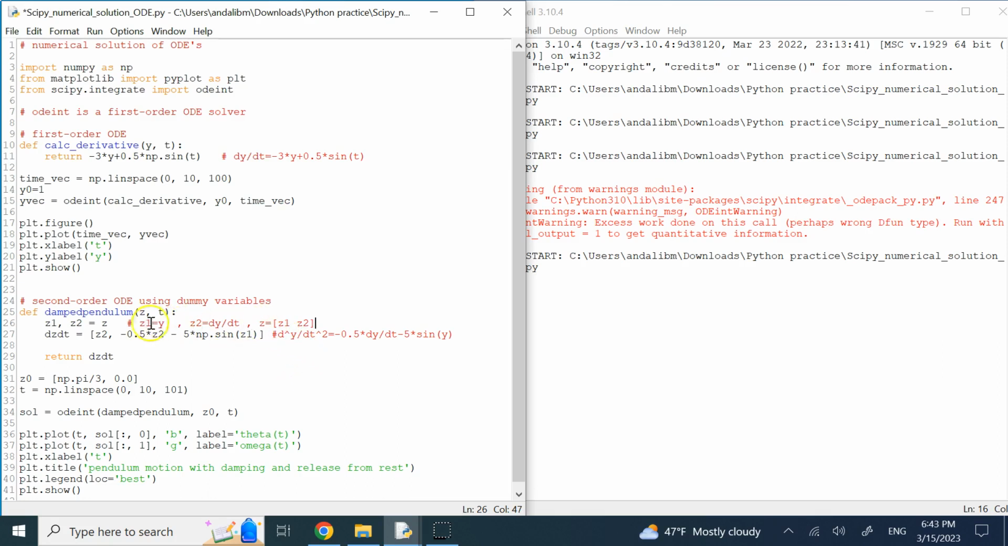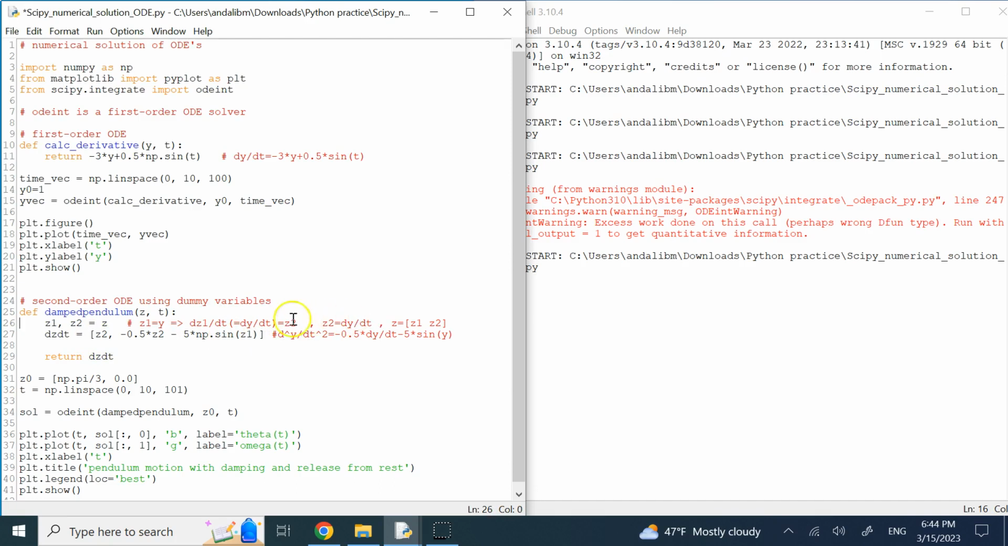Now, if I do that, since Z1 is Y, if I take a time derivative from both sides of this, I get dZ1 over dt is going to be dy over dt, but dy over dt, based on definition, is equal to Z2. So the right-hand side of this first order ODE is Z2. That's why I have it over here.